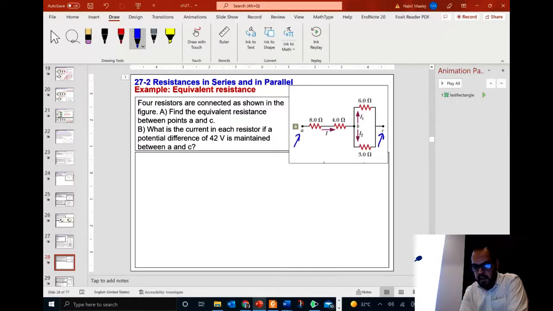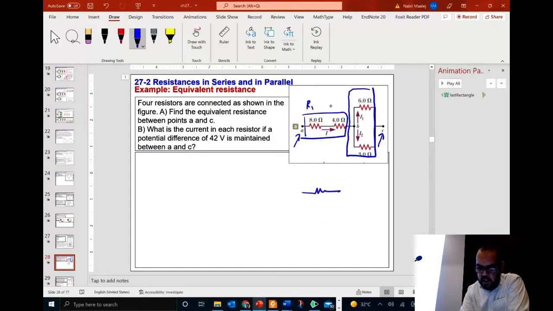Okay, so clearly I can already identify that these 2 resistances are connected in series, and these 2 resistances are connected in parallel. So I can combine them. Let's call them R1, R2, R3, and R4. So I can determine R1 and R2. This is equal to what? 8 plus 4. It's 12 ohms.